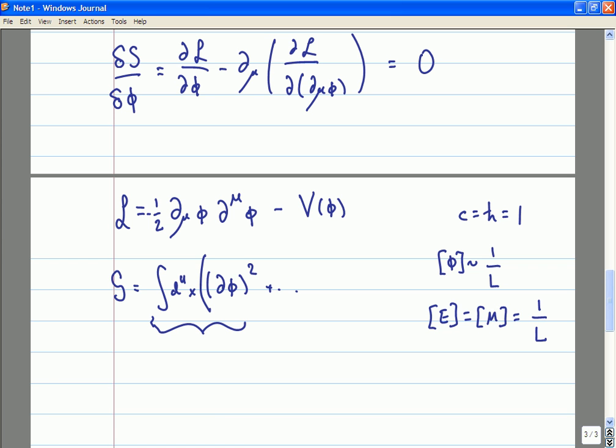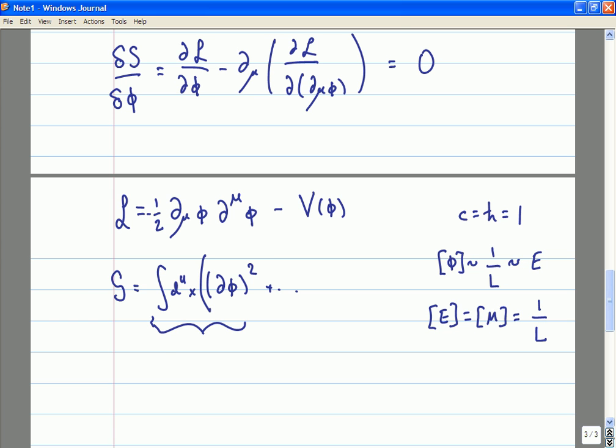There are a couple different ways of seeing why that's true. The easiest way is that time has dimensions of length, and the energy-time uncertainty relation says that time times energy is h bar, which is equal to 1. So energy has units of 1 over length. That means this field phi has units of 1 over length, or alternatively, units of energy.